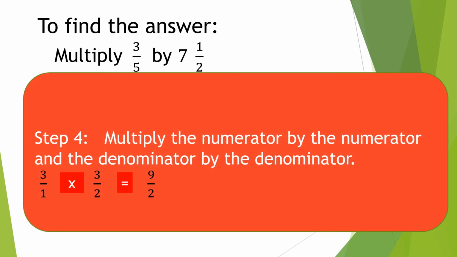So for step 4, multiply the numerator by the numerator and the denominator by the denominator. So the numerator here, multiplied by the other numerator here, that is 3 times 3 is equal to 9. And the denominator here, multiplied by the denominator here, that is 1 times 2 is equal to 2. So the answer is 9 halves. So 9 halves is not the final answer since this is an improper fraction.